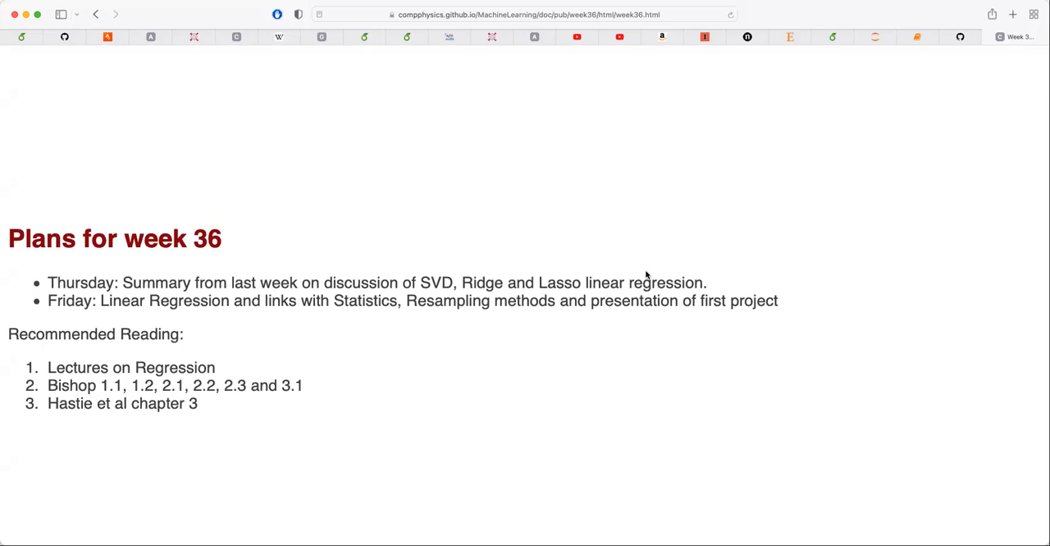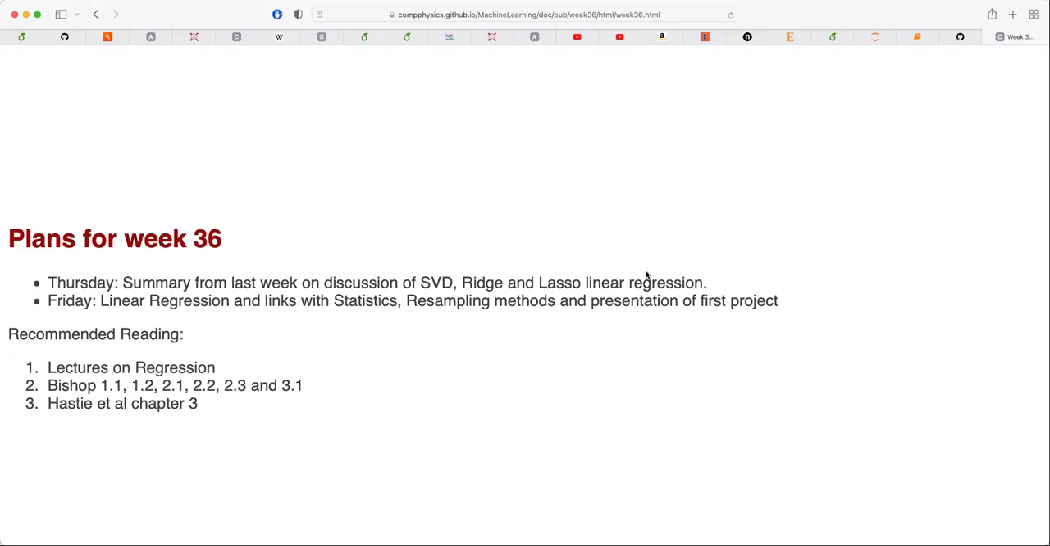So today and tomorrow, we are going to follow up the discussion which we had last week about the singular value decomposition and interpretations of lasso and ridge regression, which are some of the methods which you will practice in project number 1. Tomorrow, we're also going to dive into a link with statistics and how we can interpret ridge and lasso regression.